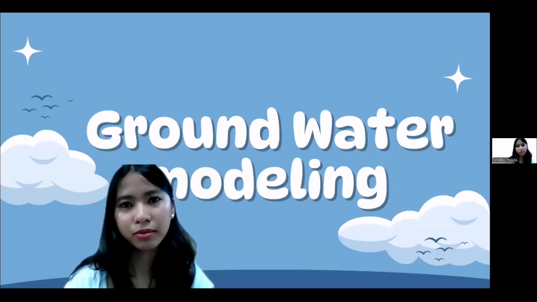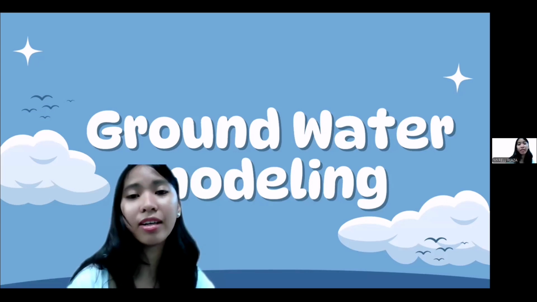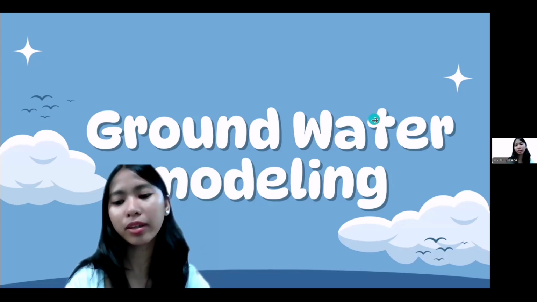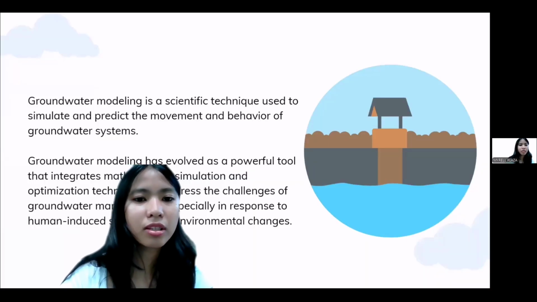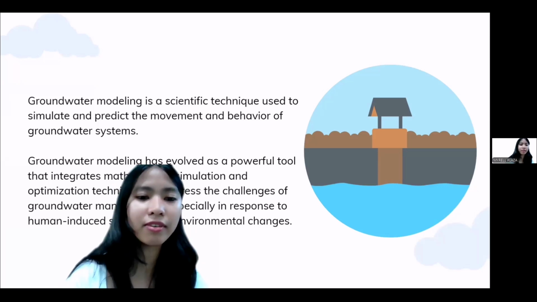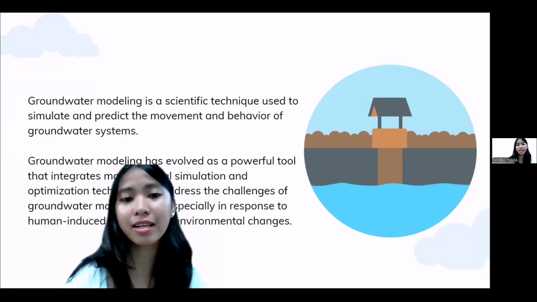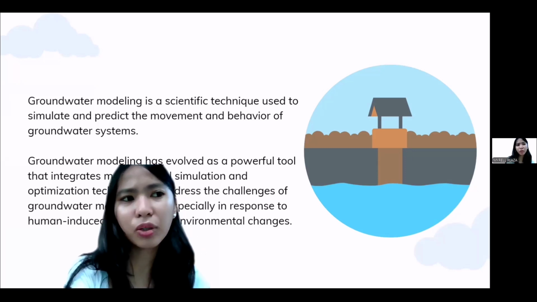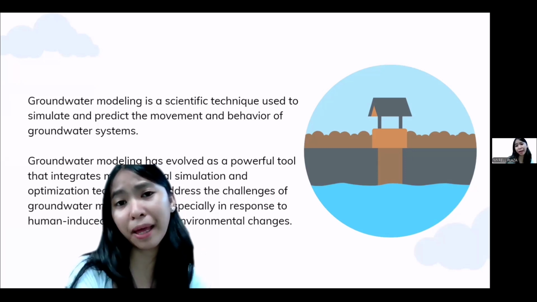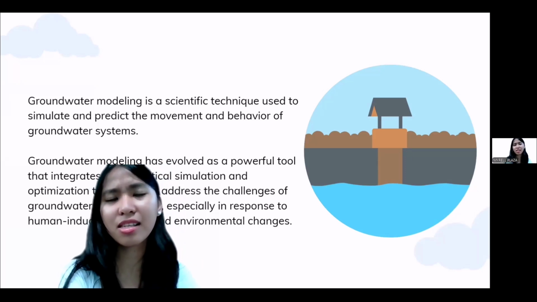Now that we know the fundamentals of groundwater, let us discuss groundwater modeling. Groundwater modeling is a scientific technique used to simulate and predict the movement and behavior of groundwater systems. As I said earlier, groundwater is a critical source for meeting human water demands. However, groundwater is located in a complex subsurface area, which makes it hard for us to locate and manage, as it is often hidden from direct observation.